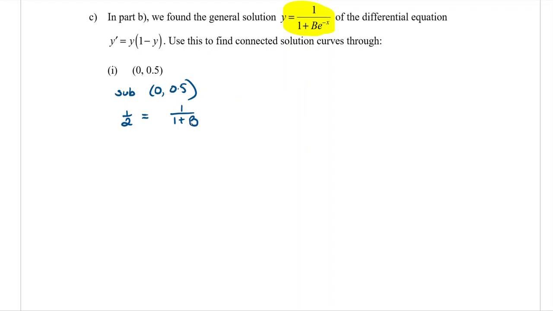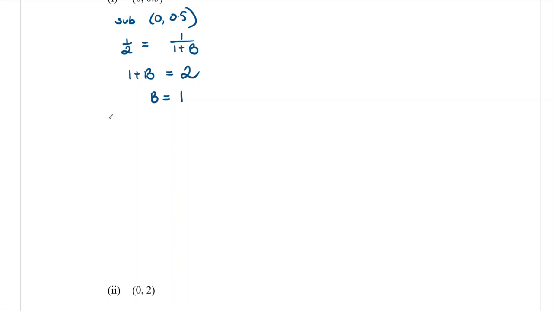All right? Then I can do some cross multiplying. 1 times 1 plus b would be 1 plus b. And 1 times 2 is just 2. And that means that b is equal to, subtract the 1 across, b is equal to 1. Okay, that means the solution for this part of the curve is 1 over 1 plus 1, so e to the negative x. Okay, that is my equation.